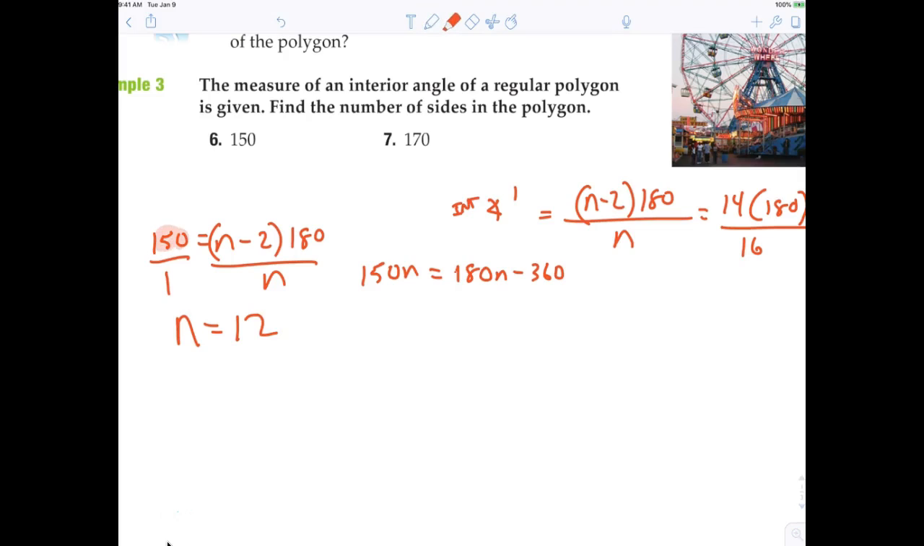Come on now. 150 times n is what? And then I just distributed. So you end up with 30n equals 360. All right, since you did so good on that one, everybody has to try number 7 real quick. We're waiting for everybody else. And like I said, I really don't want to do the math on that. I want you to practice, especially if you missed number 6. Make sure you understand how to solve that proportion.